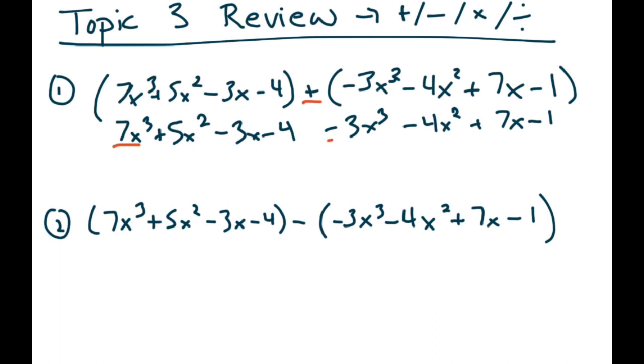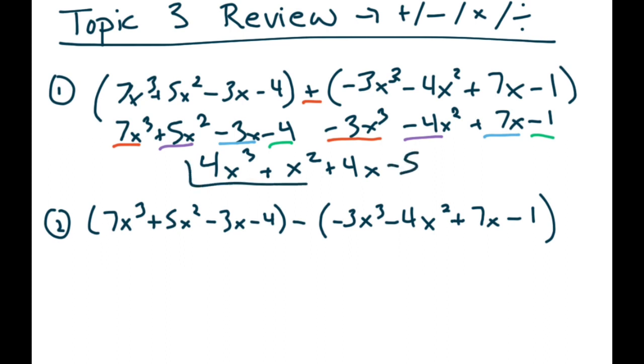So 7x cubed minus 3x cubed is 4x cubed. 5x squared minus 4x squared is plus 1x squared. Negative 3x plus 7x is a plus 4x. And then a negative 4 minus 1 is a negative 5. So when we're adding, we just combine the like terms.